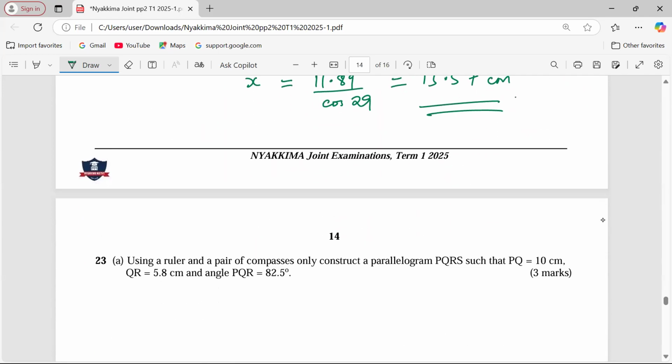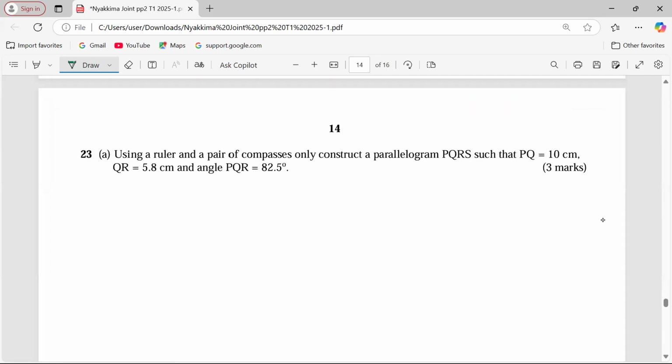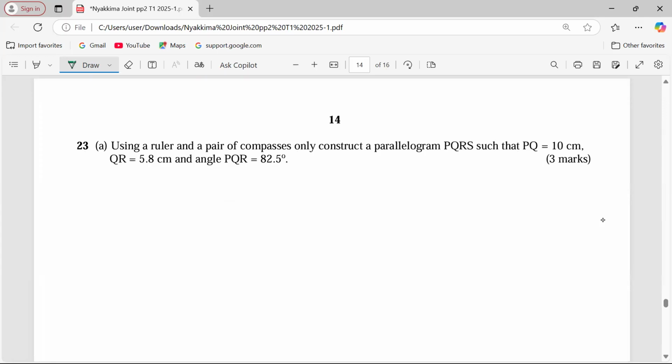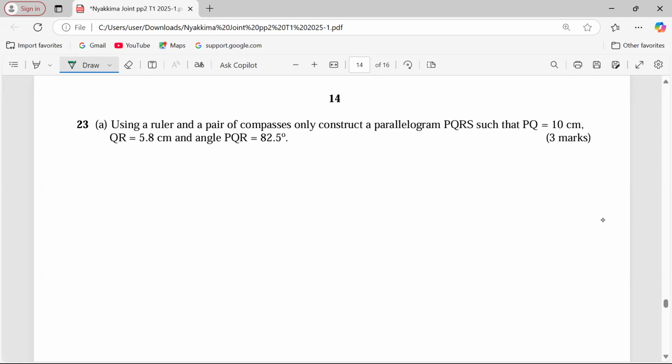Now we'll be talking about another question, which is number 23, a question on geometry together with loci. We're supposed to be very keen again when interpreting this problem, using a ruler and a pair of compasses only. That means without using a protractor. Construct a parallelogram PQRS such that PQ equals 10 centimeters, QR 5.8 centimeters, and the angle PQR equals 82.5 degrees. So let's work this out.